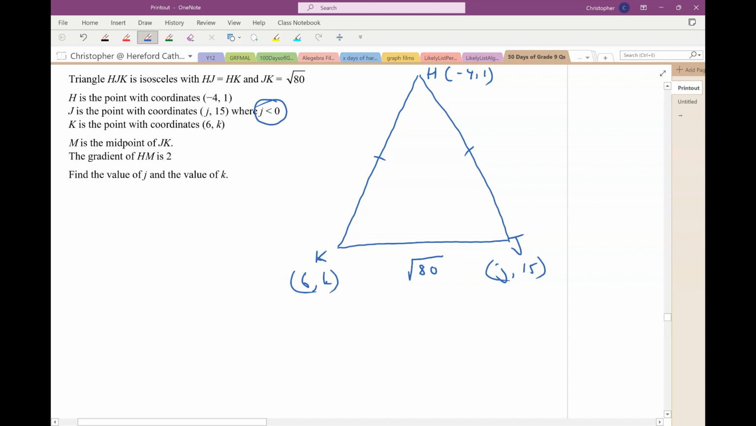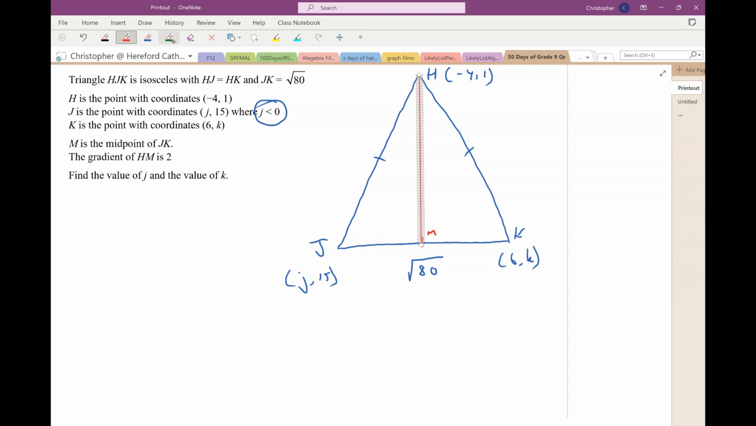Well, if j is negative, then I'm going to swap these two around, just so that my diagram makes sense. So this is going to be the point J with (j, 15), and this is going to be the point K, which has coordinates (6, k). Anyway, right, M is the midpoint here, and I know that this red line, H to M, has a gradient of 2.